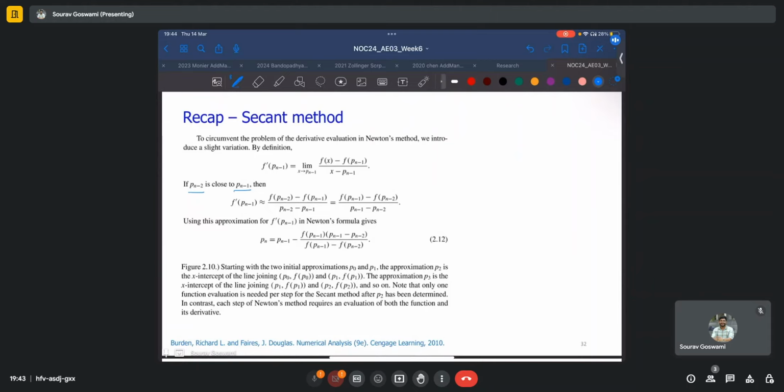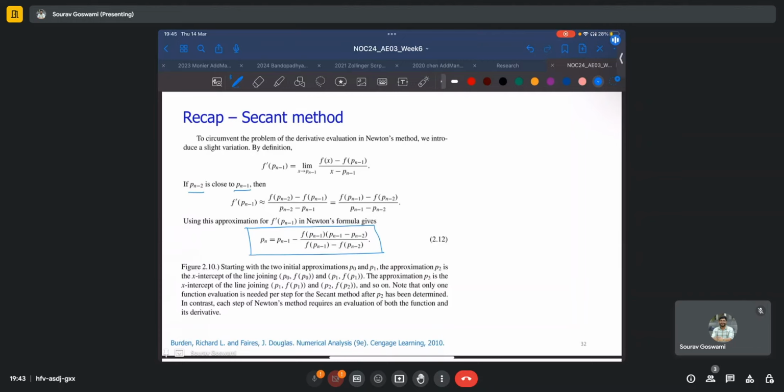And when we apply this approximation to Newton's formula, rather than the derivative, we simply have to compute the value of the function at 2 points. So Pn now becomes Pn minus 1 minus f at Pn minus 1, times Pn minus 1 minus Pn minus 2, by f of Pn minus 1 minus f of Pn minus 2.